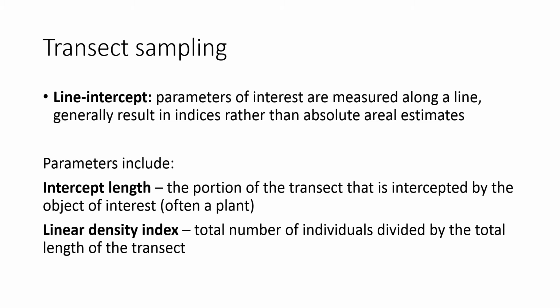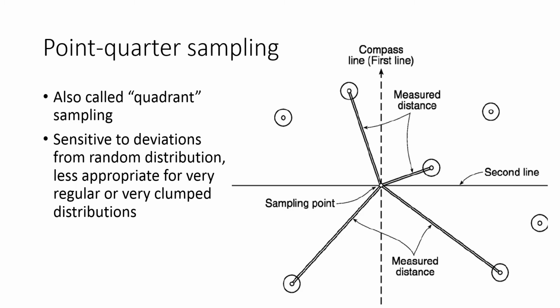So some of the parameters you might get out of a line intercept are the intercept length. So say you stretched a tape across a creek and you wanted to say, well, how much of it is covered in willow? You could do a line intercept transect that said, okay, from meter 1 to meter 10 is willow. It's bare ground for meter 10 to 15, and then it's willow again for these other segments. You could also get a linear density, so you could count the total number of individuals divided by your total length of transect.